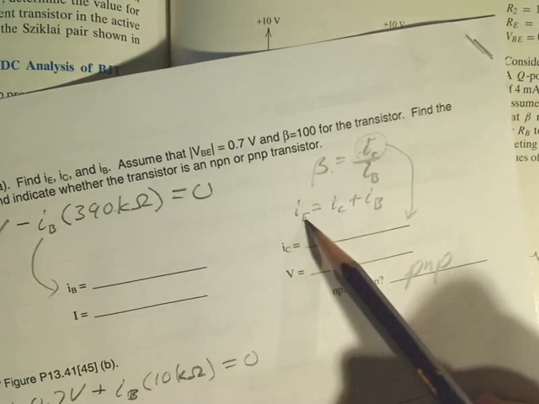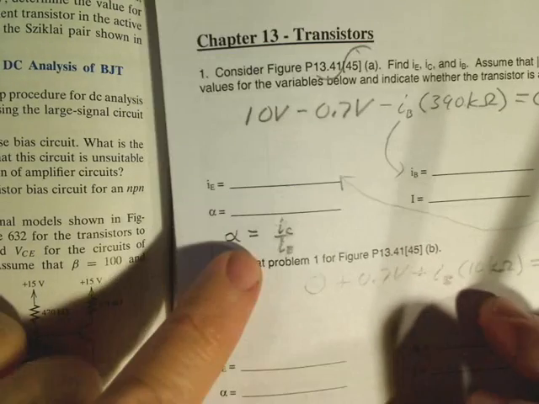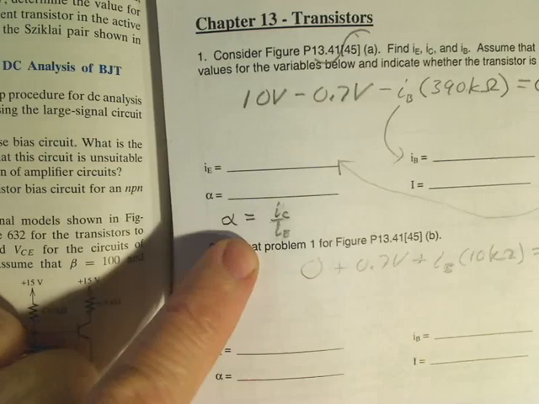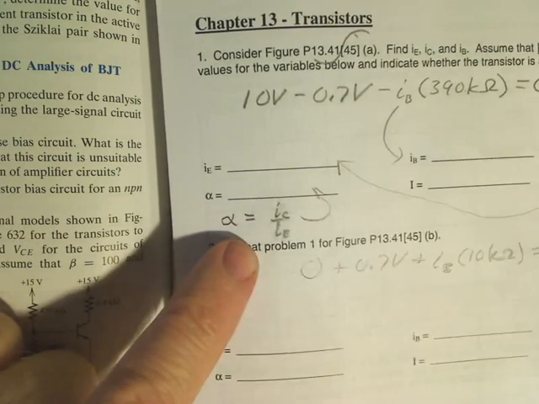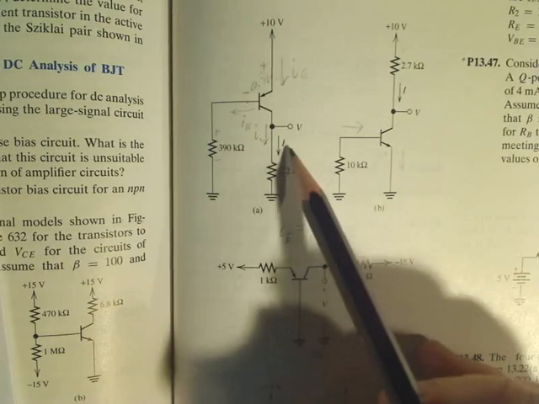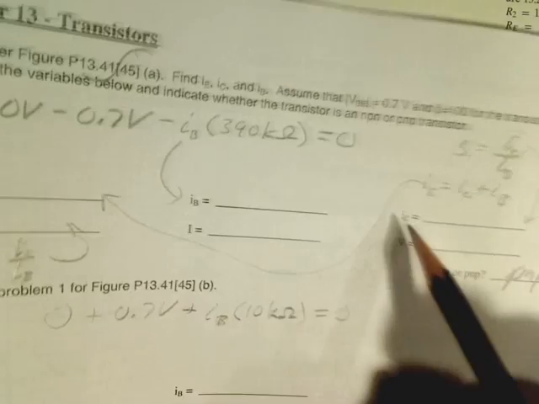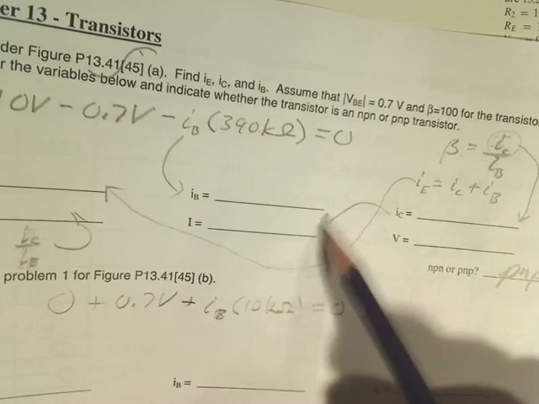I would use this equation that IE is equal to IC plus IB to figure out what that is. So that would go right over here. And I could use the definition of alpha, which is IC over IE, and that number would go right here. To find capital I and capital V, I go back to my drawing and realize that capital I is the same as IC. So whatever answer you put right here would also go over there.